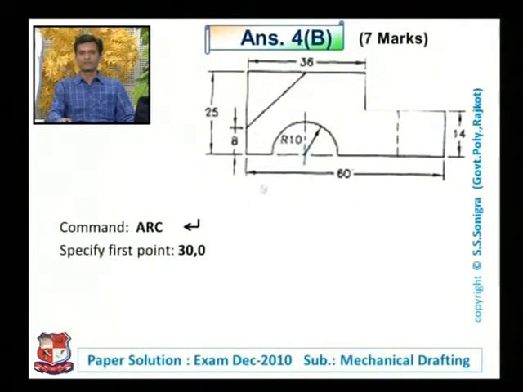Specify first point. We start drawing the arc from this point. The coordinate of this point is, from this point, 10, 10 and 10, so 30 millimeter in x direction. So the x coordinate is 30 and the y coordinate is 0. So this is the first point that is specified, and enter.